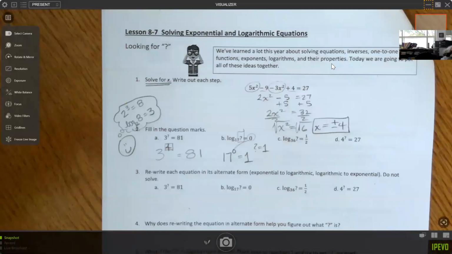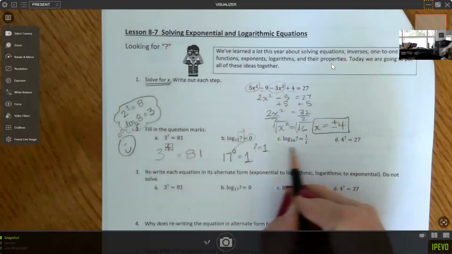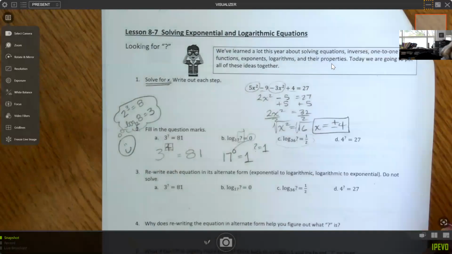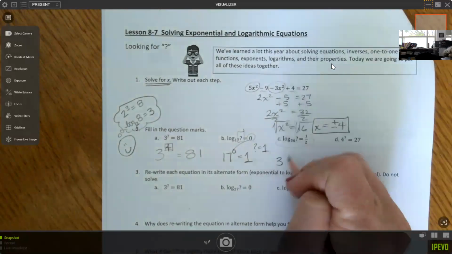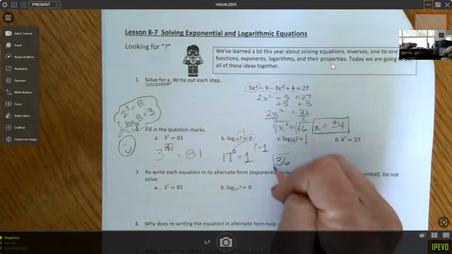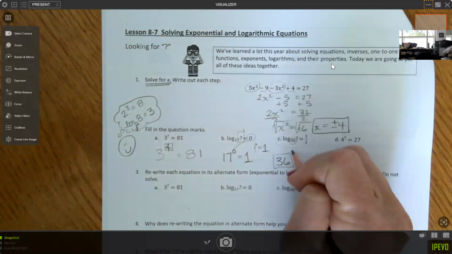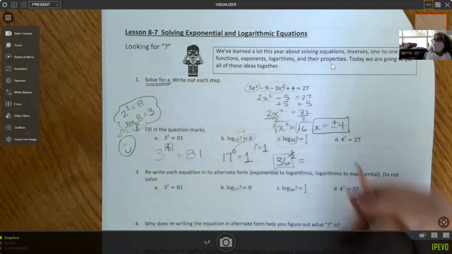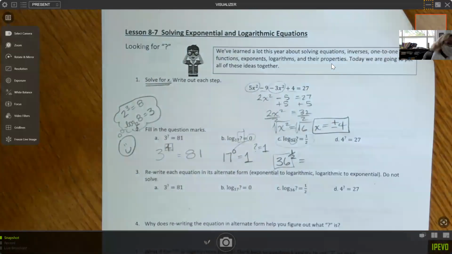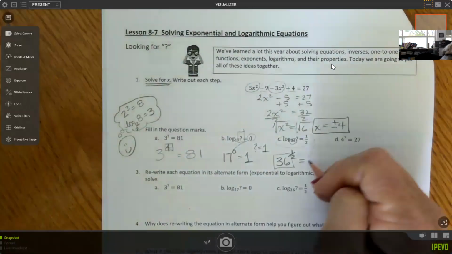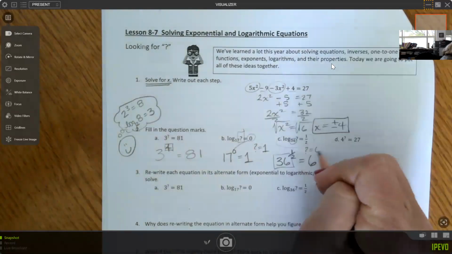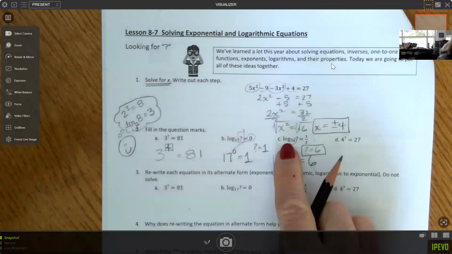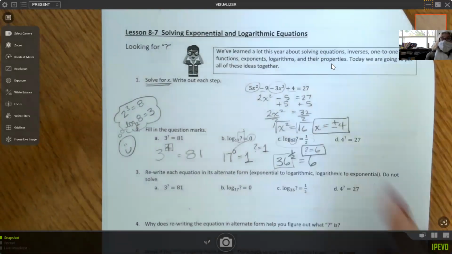Now something like this looks a little intimidating written as a log, but if you switch it to an exponential, here's my base, 36, and here's my exponent, 1/2. That's just saying, what's the square root of 36? Beautiful. So in this case, the question mark is 6. Log base 36 of 6 is 1/2.